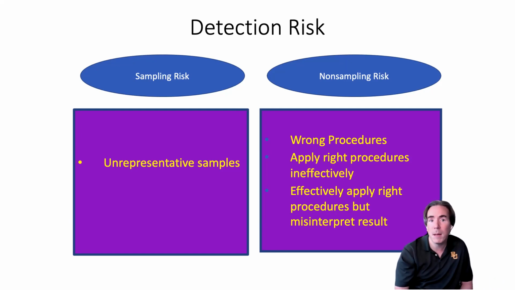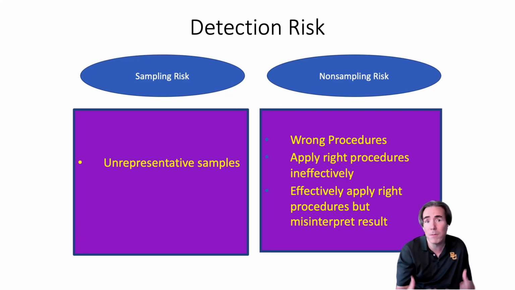Non-sampling risk comes from three possibilities during the audit: that we unknowingly conduct the wrong procedures. So we just pick the wrong procedure and it's not effective. We apply the right procedure, but we don't do it effectively. Or the third possibility, we are effectively applying the right procedure, but we misinterpret the results.